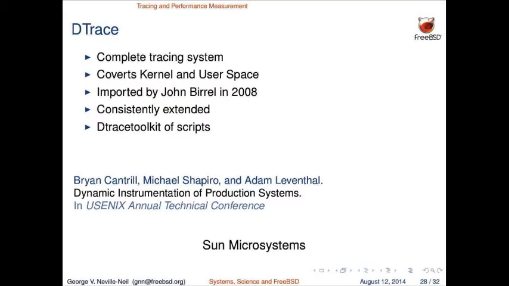So I want to come to some of the more recent work in terms of thinking about how we're going to move forward with systems research on FreeBSD. And one of the biggest boons to this area, although I don't know that the original designers thought about this at the time, has been something called DTrace.